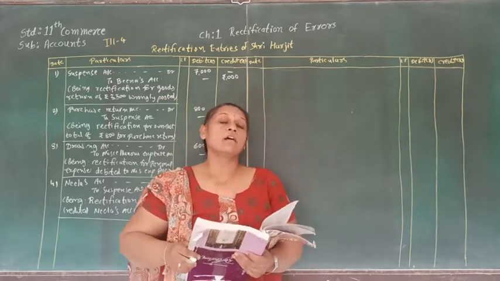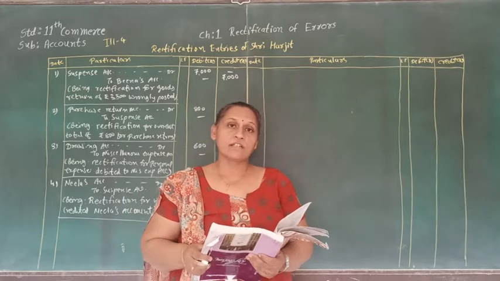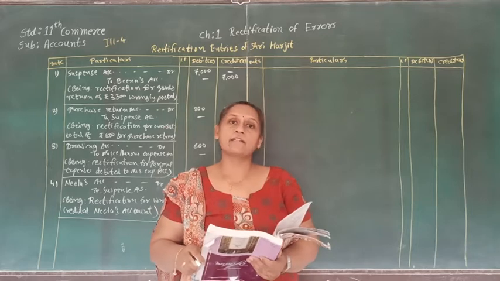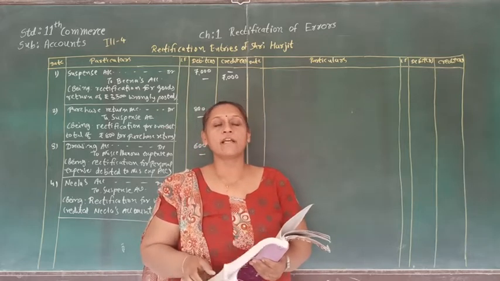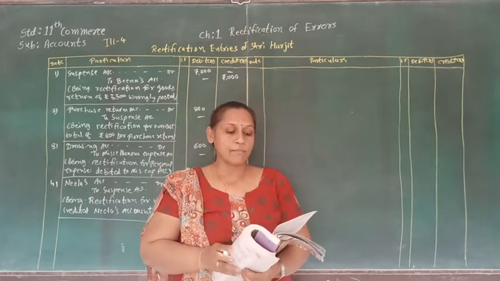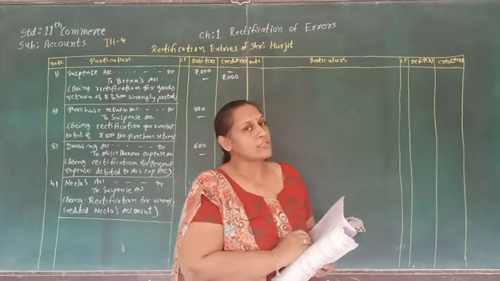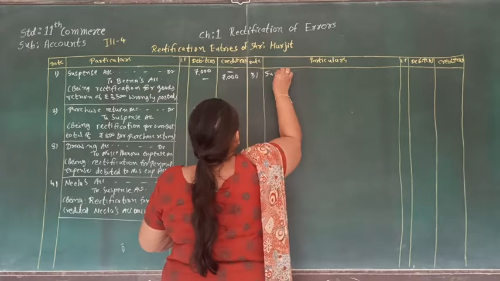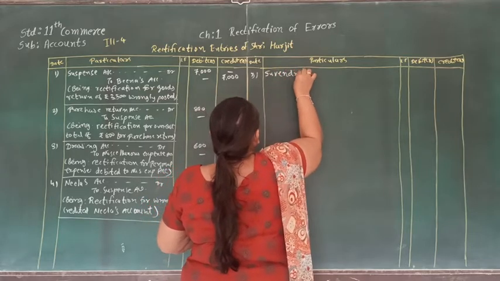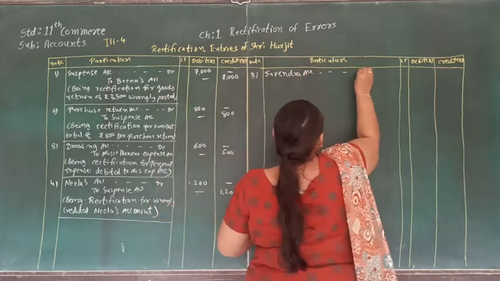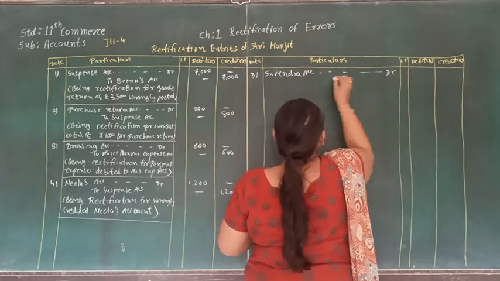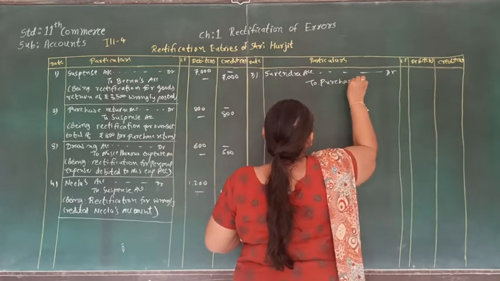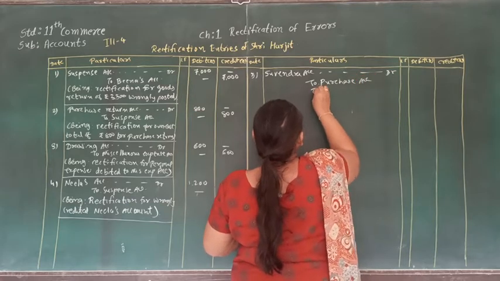So for that, the purchase book which is debited, we are supposed to credit it, and the sales book that is not credited also is supposed to be credited, and Surendra's account is supposed to be debited twice. So let's pass that rectification entry. Surendra account debit, to purchase account, to sales account.